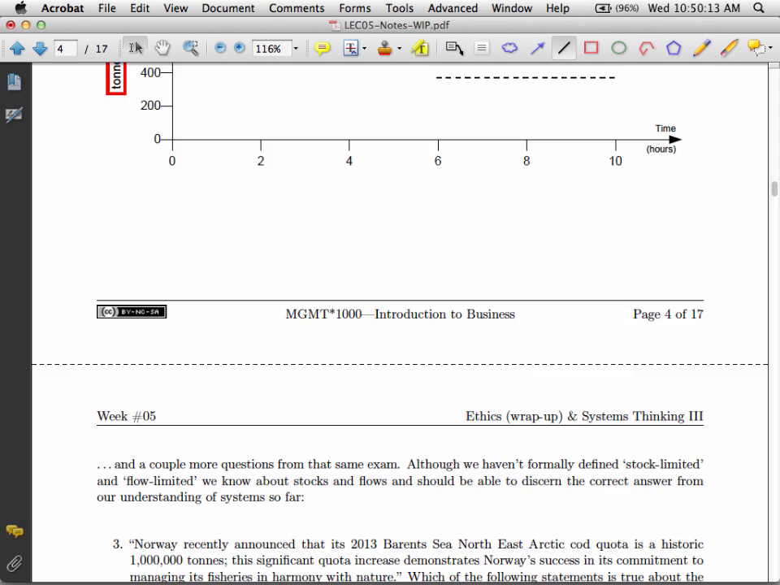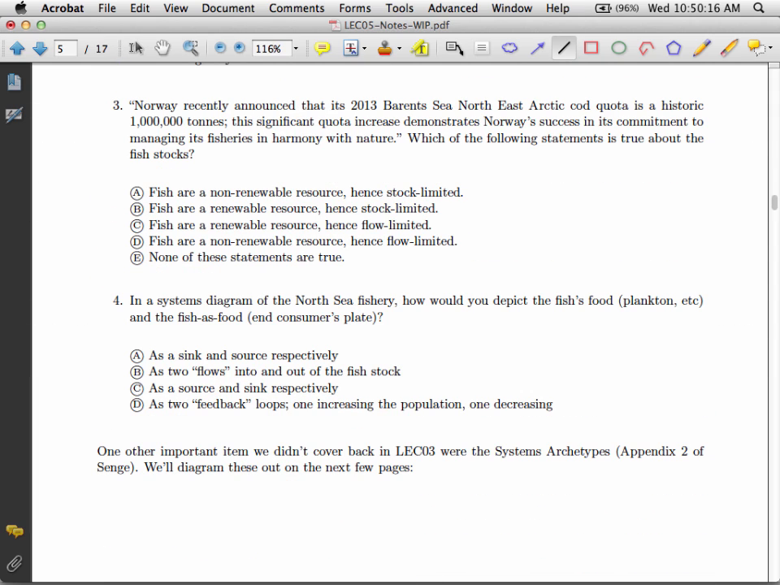Okay, and then we have a couple more final exam questions. Norway's talking about their quota for codfish, and the question is, which of the following statements is true about fish stocks? Fish are a renewable resource. If you have 2 fish, you can always get more fish. So this one can be eliminated, and this one can be eliminated. So we eliminated the non-renewable resource ones. So fish are a renewable resource. So we're down to B or C.